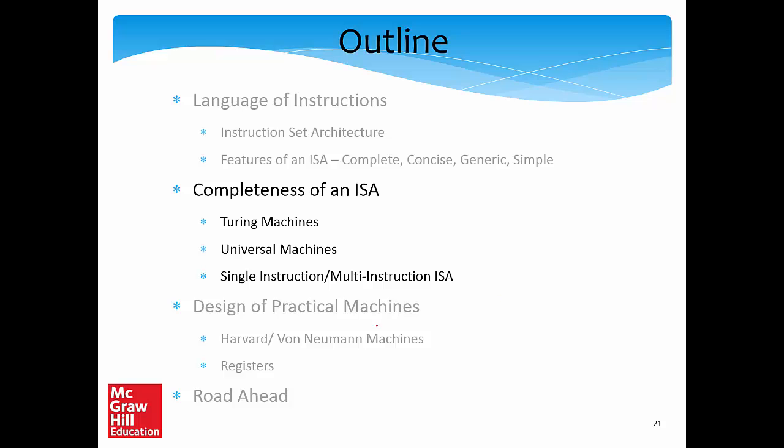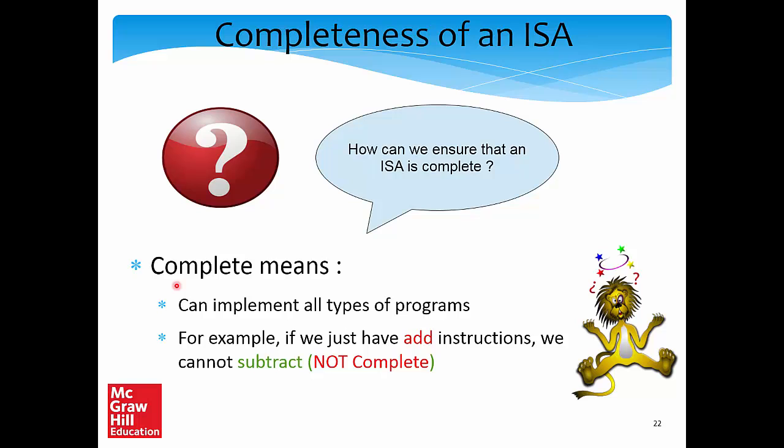So coming to the outline, what we have studied up till now is pretty much the language of instructions, what exactly is an instruction, and what is an ISA. This part on how to decide if an ISA is complete or not is optional, and students who are not really interested in theoretical computer science can skip this part and directly move to the next part. So let's start this part a little bit, and then I'll have an arrow which the students will be able to click when they download the slides, and they would be able to skip the part.